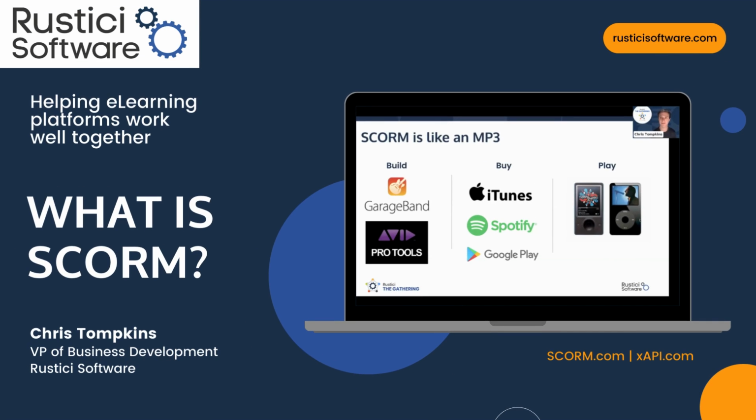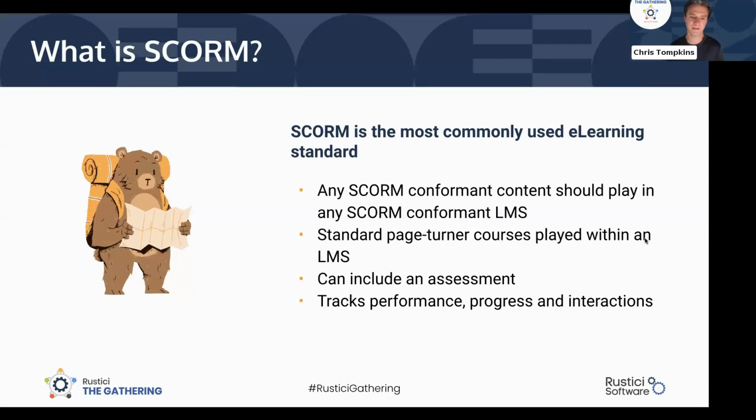SCORM 1.2 is how an e-learning course is typically played, tracked, and delivered in this space. I think SCORM has 5. And SCORM is effectively the way that most courses play and track. To be really specific, SCORM 1.2 is still the most common e-learning standard found anywhere in the world.